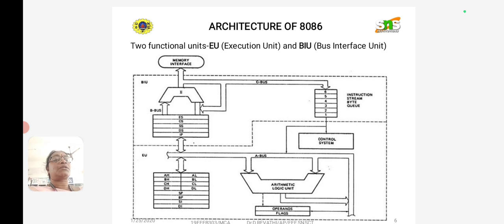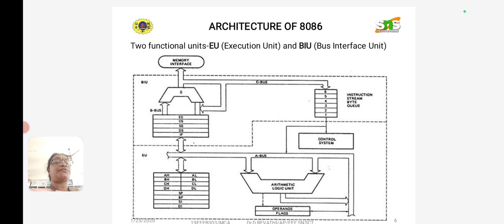So next, I told you IP is the instruction pointer. The instruction pointer points to the next instruction that is going to be executed. So that address will be in the IP. The next instruction's address is available in the IP, right? And the next functional block is the execution unit.